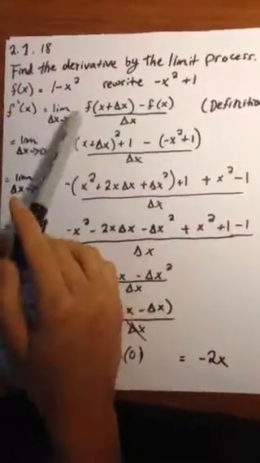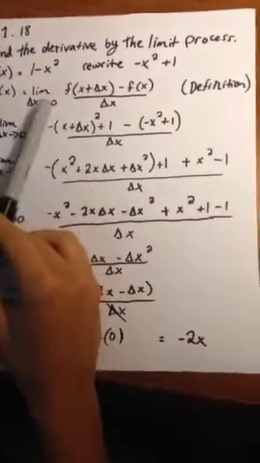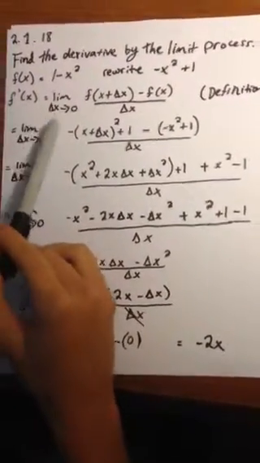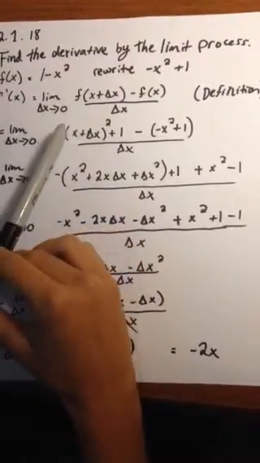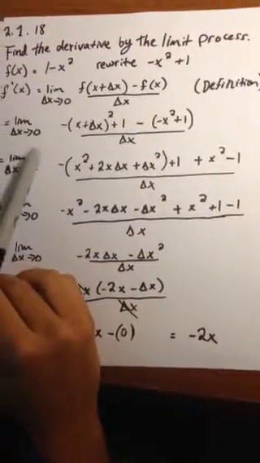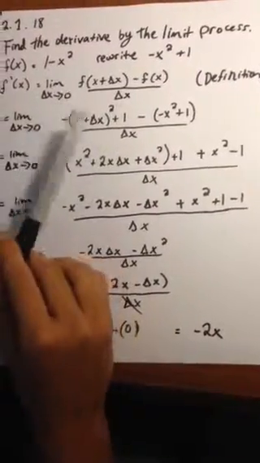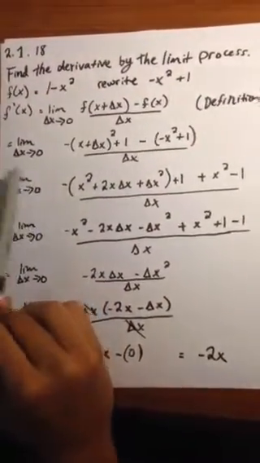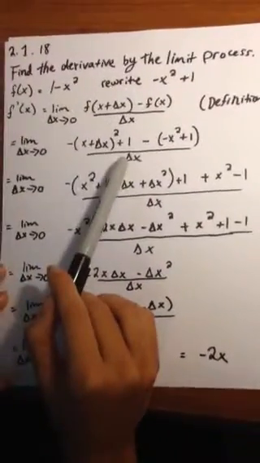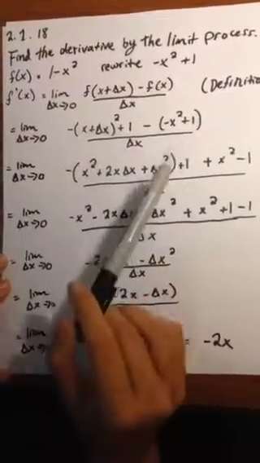So then I wrote the definition of the limit, which we're going to eventually plug in with the function. The derivative of x equals the limit as delta x goes to 0, and then f of x plus delta x minus f of x all over delta x. Okay, so first step is to substitute in the function into the definition. So limit as delta x goes to 0, negative (x plus delta x) squared plus 1 minus negative x squared plus 1 all over delta x.